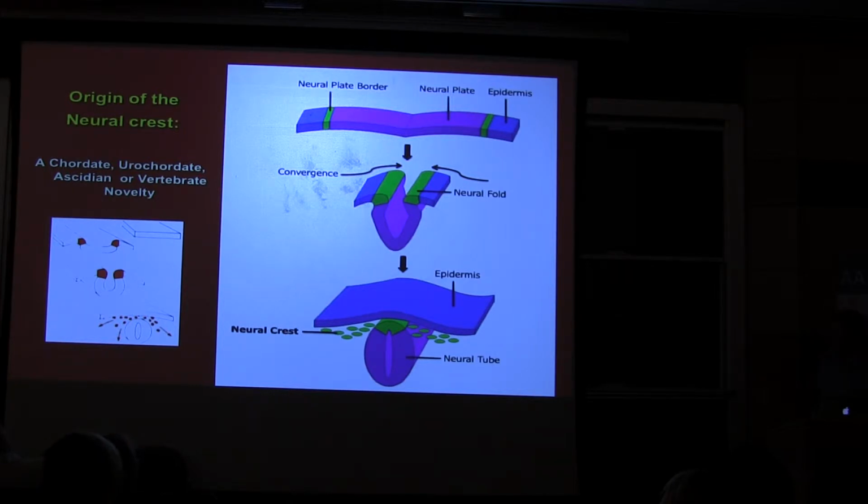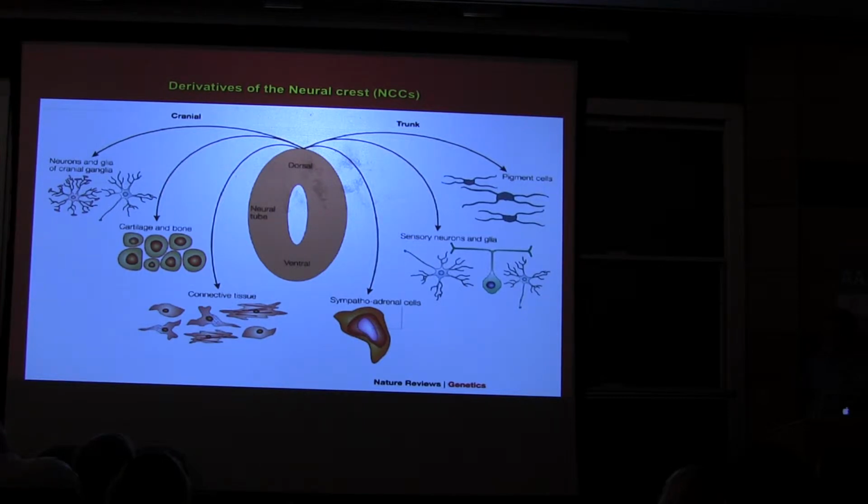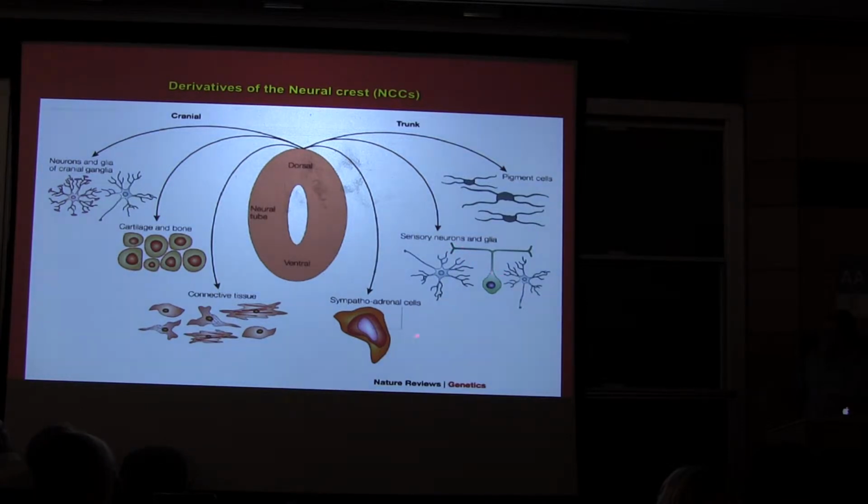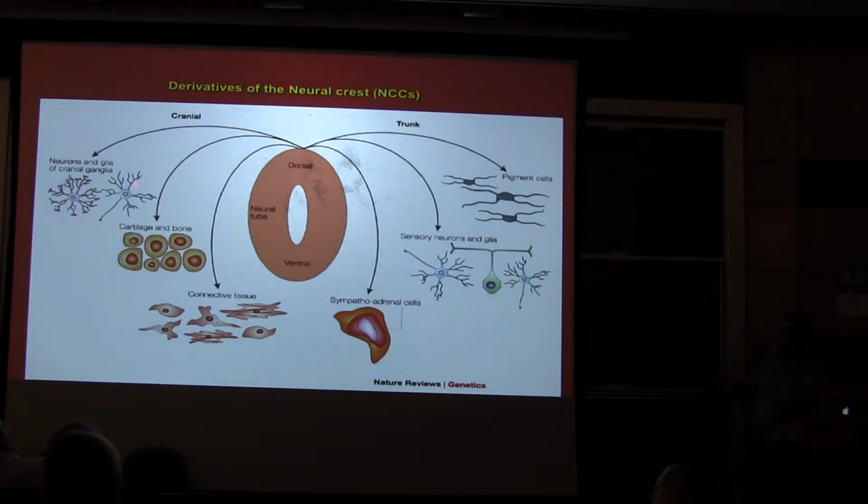So it's this population of cells that has an origin in the neural ectoderm. The ectoderm is going to make the neural tube, and these cells migrate all over the body and produce an enormous diversity of structures, more than any other part of the embryo, more than the mesoderm. There are more cell types that come out of the neural crest than come from mesoderm. From the trunk, you get pigment cells, you get sensory neurons and ganglia, you get sympathetic and adrenal gland cells. From the cranial crest, you get cartilage, you get bone, you get connective tissue, you get teeth, you get some muscle elements. So an enormous diversity of tissues.